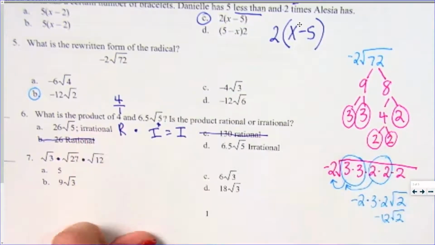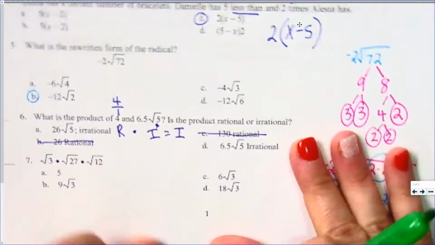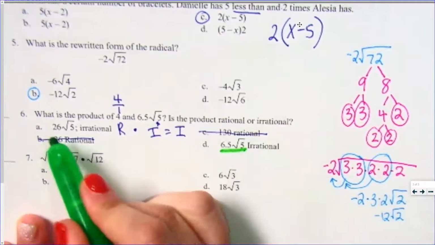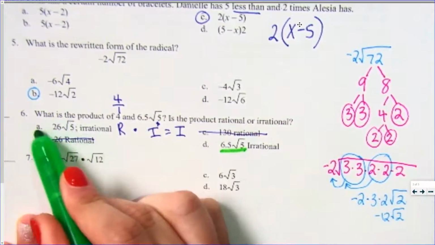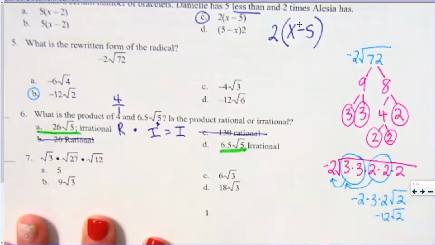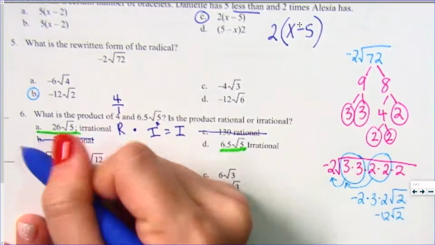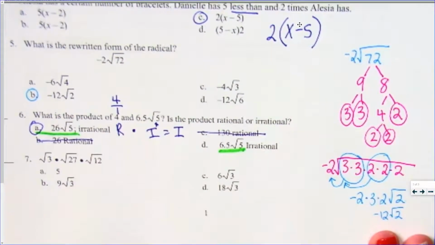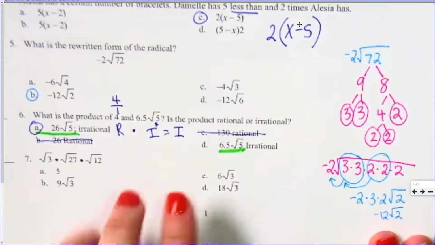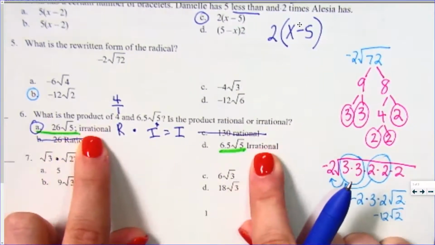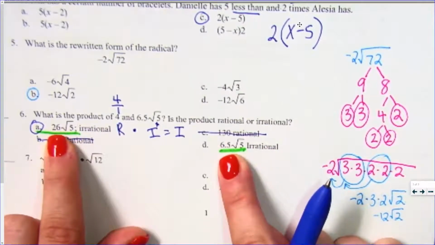But the differences I have here are going to be what I have before that. I've got 6.5 square root 5 and 26 square root 5. Now, the only one that makes sense here, if I multiply 4 times 6.5, is not going to be 6.5, it's going to be 26 square root 5. All right, so make sure when you're choosing these two answer choices that they fit both of the parts. They fit the irrational part, but they also fit the product part as well.